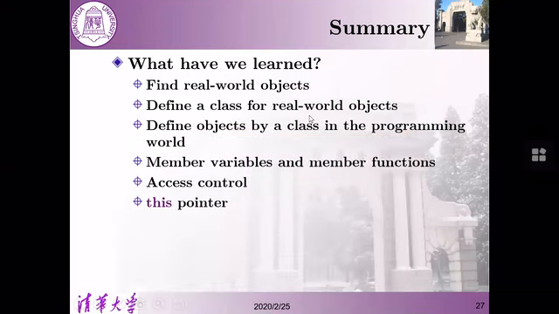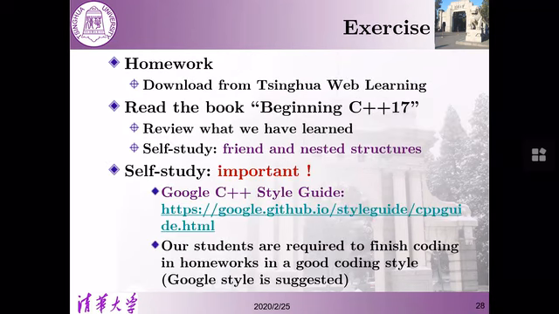So for summary, for this slide, we have learned objects and classes, access control, abstraction and encapsulation, right? I think abstraction and encapsulation are two key OOP features we need to know, right? And also the this pointer. For this class, we have some homeworks for you to finish.